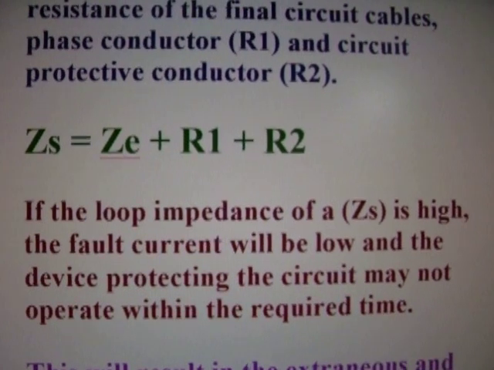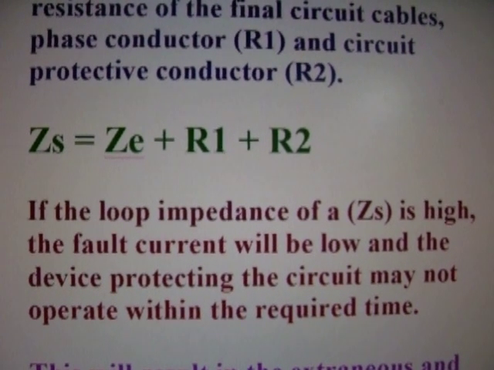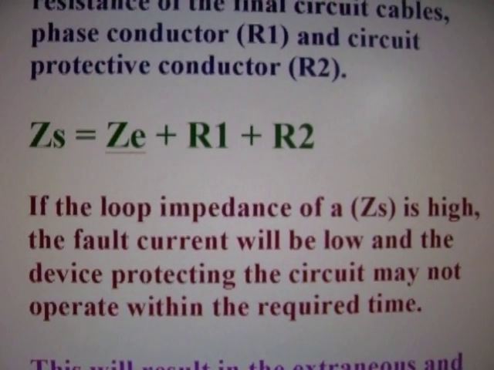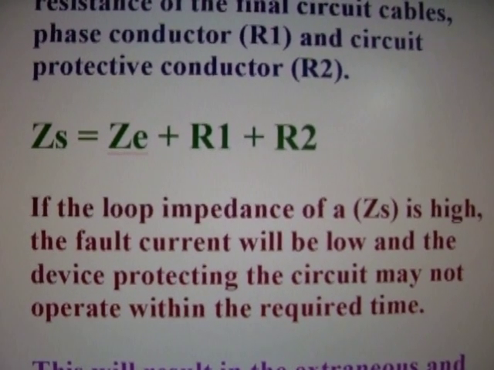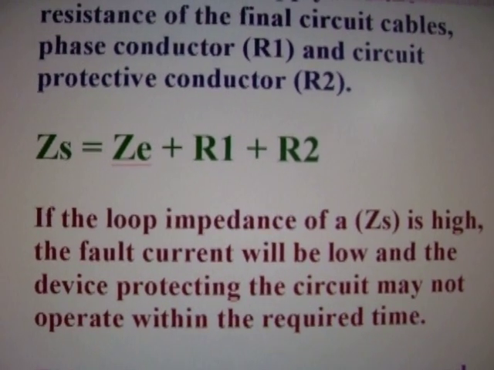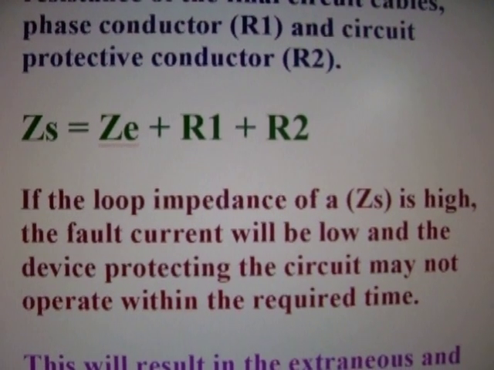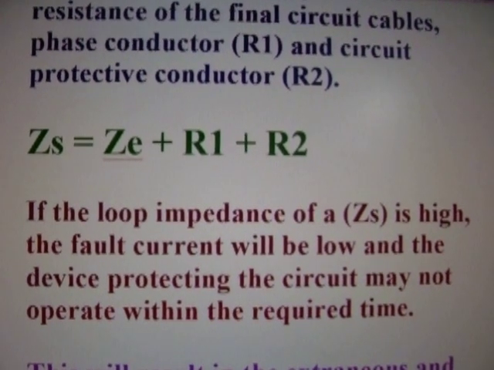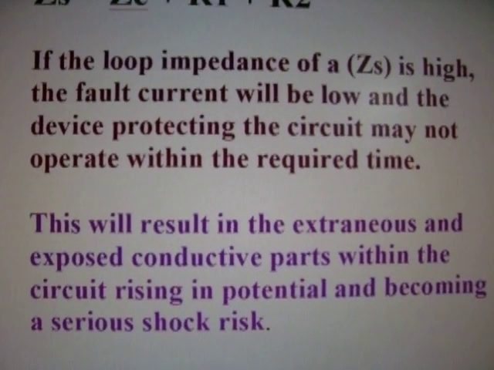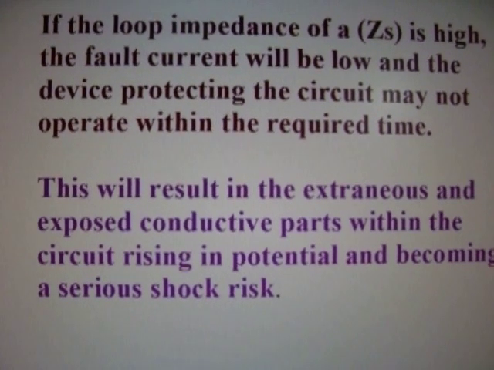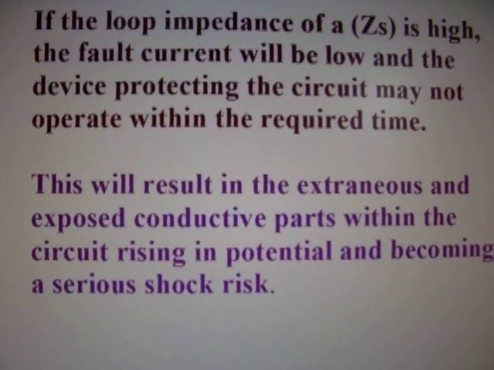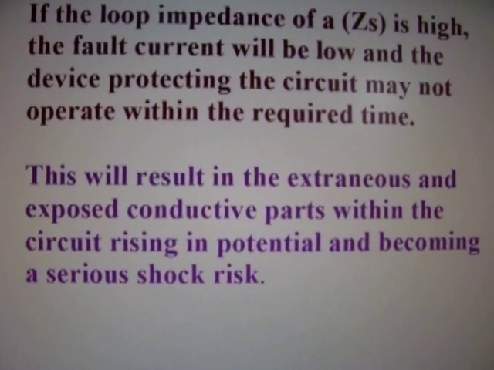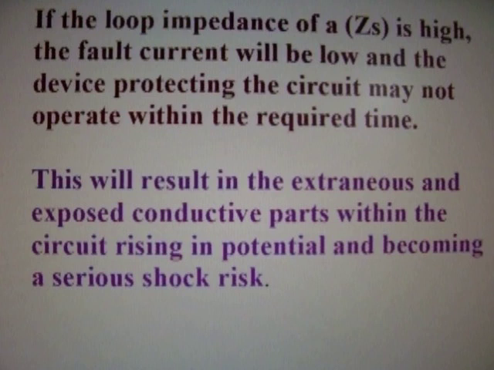Now if the loop impedance of ZS is high, the fault current will be low and the device protecting the circuit may not operate within the required time. It is very important that the device operates within a specified time to protect the circuit and the cable which makes up the circuit. This will result in the extraneous and exposed conductive parts within the circuit rising in potential and becoming a serious shock risk.